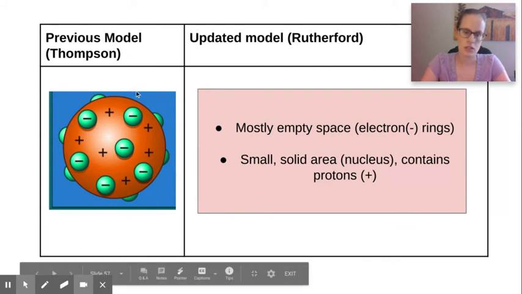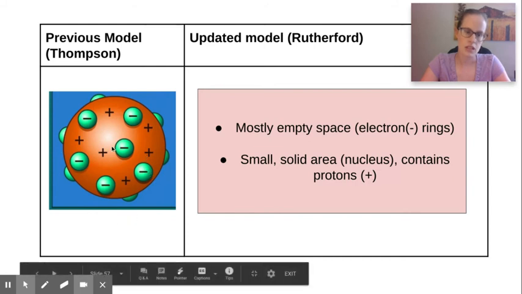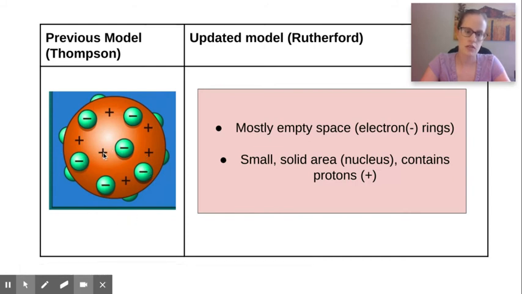All right, so let's combine this with what we already know. Thomson's model has evenly distributed negatives and positives. He didn't call this the proton yet because the proton hasn't been discovered, but positive goo and then negative electrons distributed in it. The updated model, Rutherford's model, is you've got an atom with mostly empty space, and then there's a small solid area in the nucleus where you have a concentration of a positive charge.